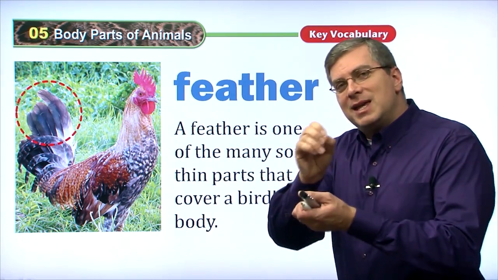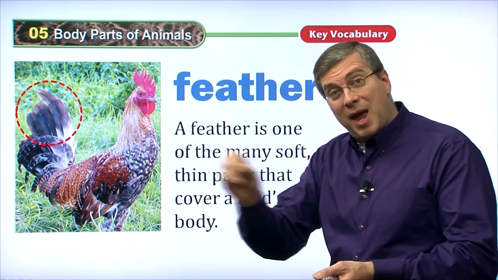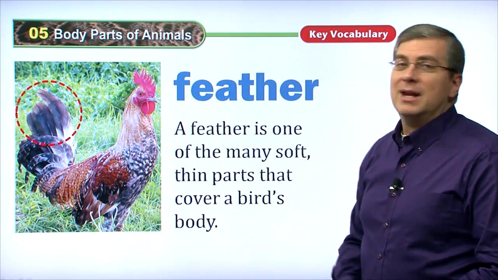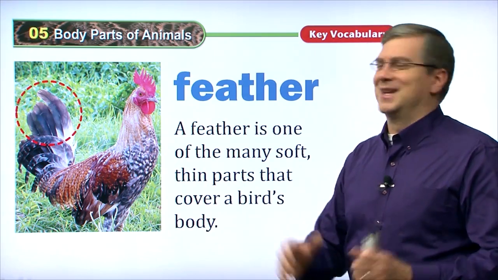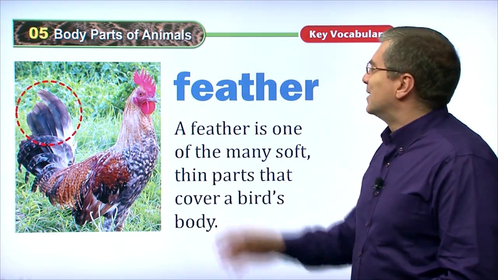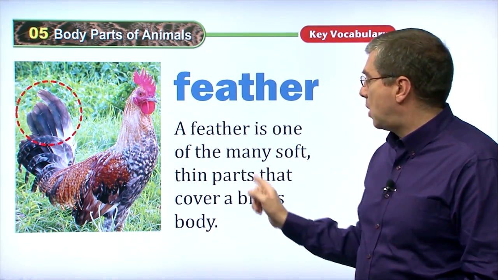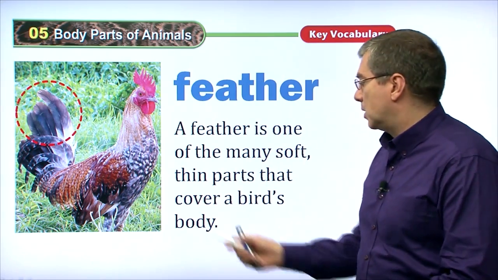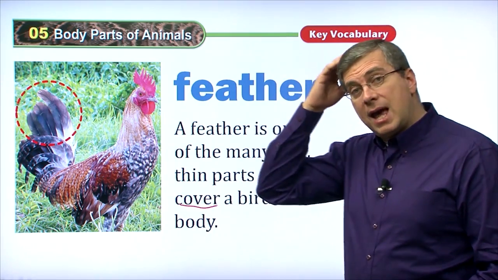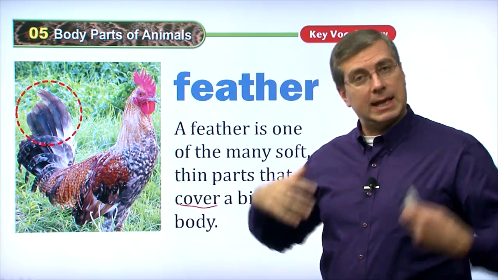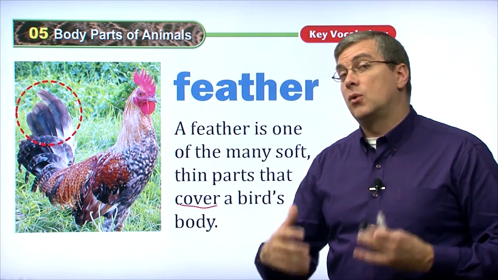A long time ago, they used feathers to write with, right? They took out a feather, put it in ink, and that was your pen, right? So that's a long time ago. Thankfully, we don't use those anymore. But the birds need feathers, of course. So the birds have feathers. A feather is one of the many soft, thin parts that cover a bird's body. Birds don't have hair, right? We have hair, but birds have feathers, and that keeps them warm. It also makes them look different ways, for different purposes.